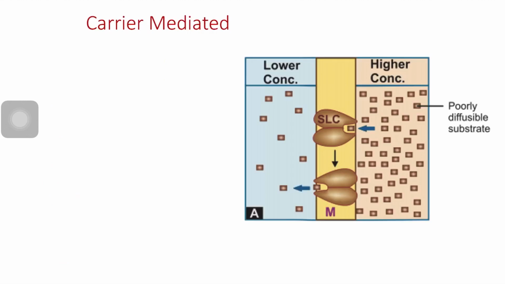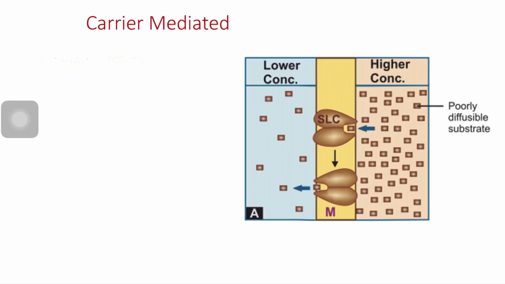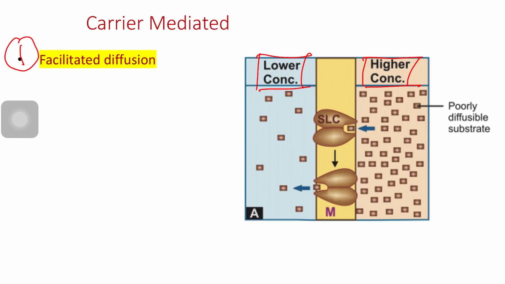Now we'll see in detail about each of the transport systems. First, let's talk about carrier mediated, which has two parts, facilitated and active. So first, let's talk about facilitated diffusion. In this figure, two compartments are given, one of lower concentration and the second of higher concentration of a drug. Here the drug gets transported from higher concentration into the lower concentration, but with the help of carriers, which are called solute carriers.